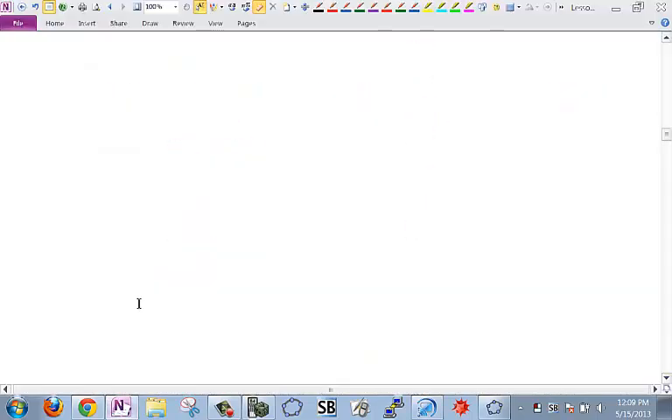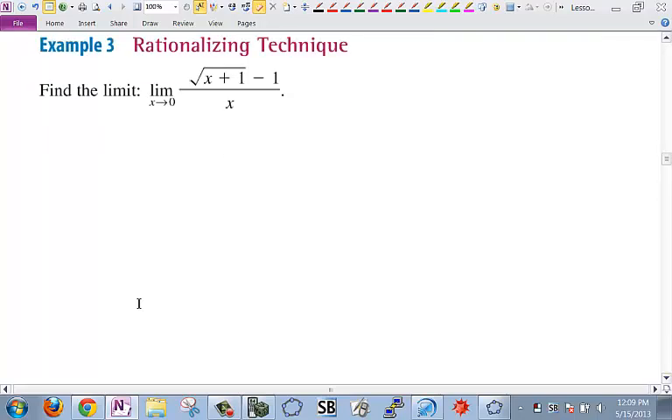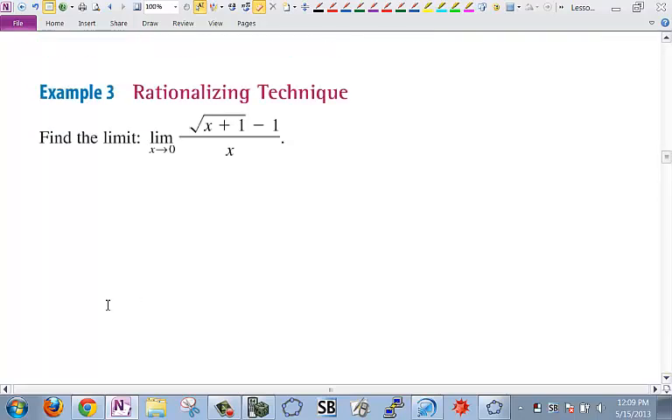Okay, let's do another one. Now, this is not a rational function, so the factorization technique will not work. We're not going to be able to factor and cancel common factors. Again, don't let me trick you by putting a much easier limit on the quiz than you realize.